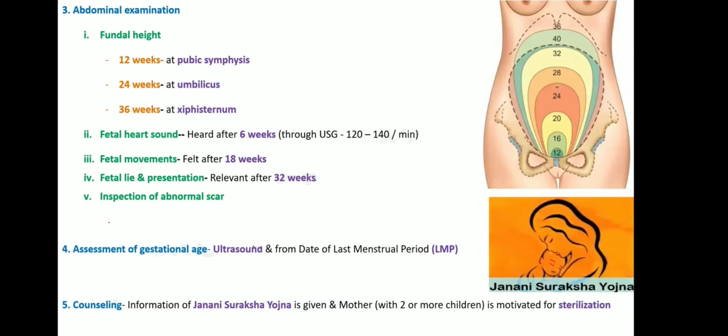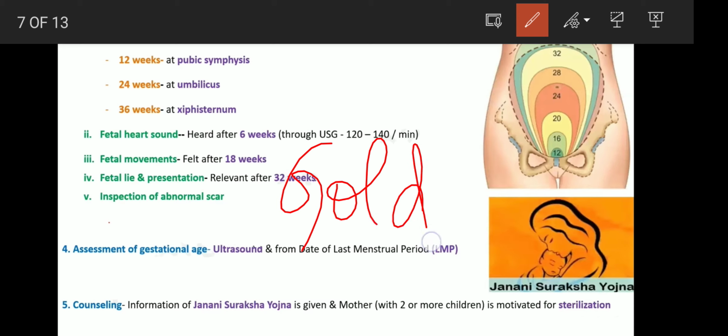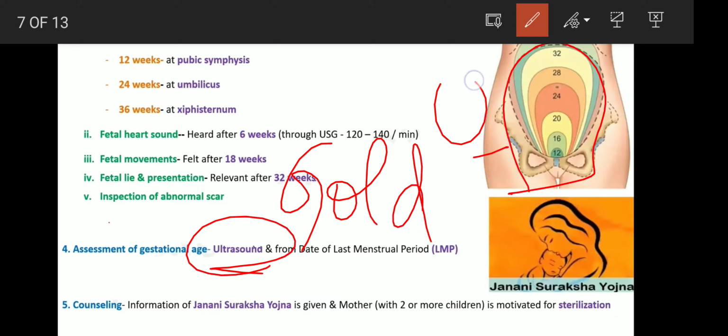Moving on to the counseling. Before going to the counseling, let us see the gestational age. The gold standard method for the assessment of the gestational age is USG. If they ask you what is the gold standard for measuring the gestational age of the baby, you can say USG is the gold standard method for assessment of the gestational age.